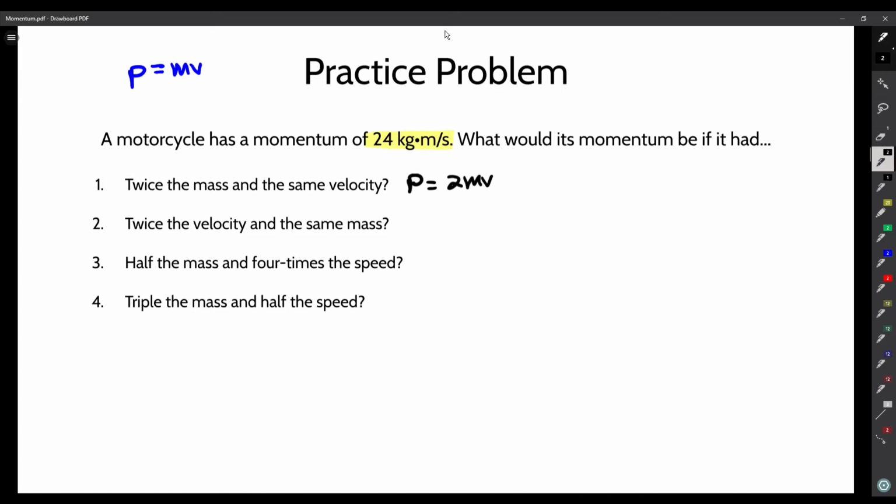So we can see that if mass and velocity are multiplied by a number, here it's 2, that means momentum must go up by 2. So momentum must double. And the same applies to here. Twice the velocity and the same mass, we would have the same scenario.